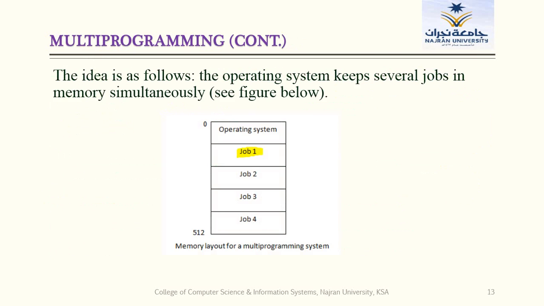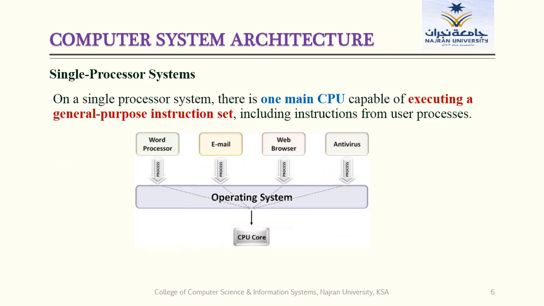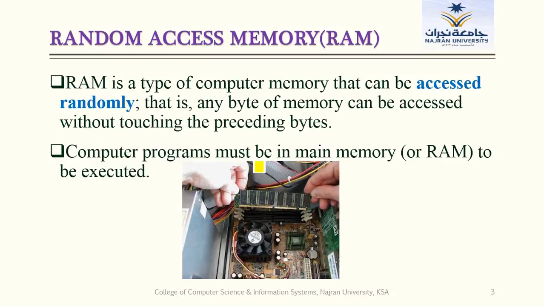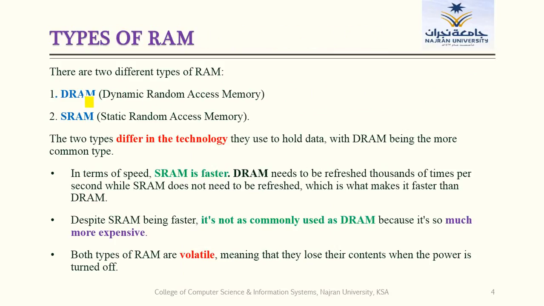So we will take one quick overview of what we studied today. First thing, RAM. We said that RAM is a type of computer memory that can be accessed randomly. We can read data on the RAM, and whenever we want to execute any program, that program must be in main memory or RAM to be executed. It must be shifted from hard disk to RAM. Then we have seen we have two types of RAM, DRAM and SRAM, and the purpose is to store and hold data, but they are different in technology.